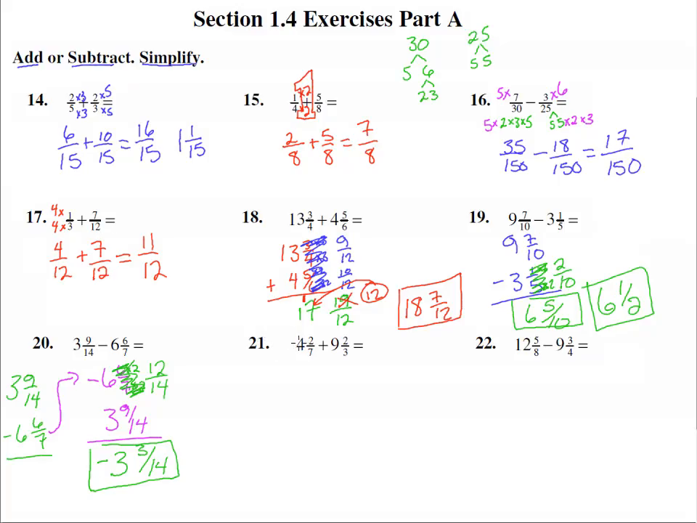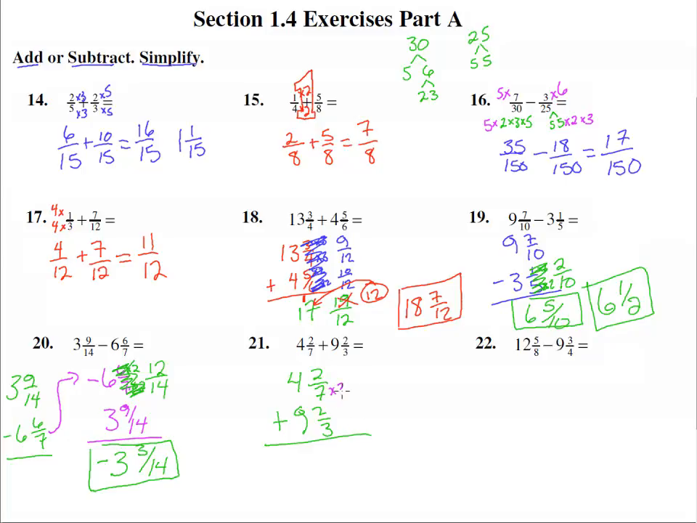Number 21. 4 and 2/7 plus 9 and 2/3. Good deal. We need to get a common denominator between 7 and 3. That doesn't look like it's coming out really quick. 7, 14, 21. 3 goes into 21. Yeah, just take 3 times 7.